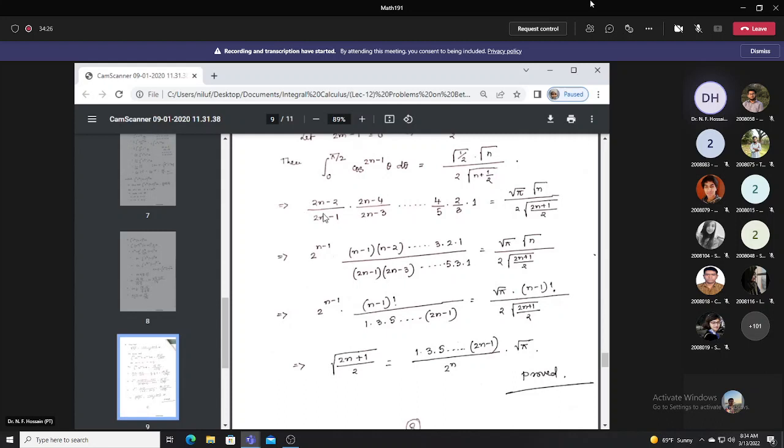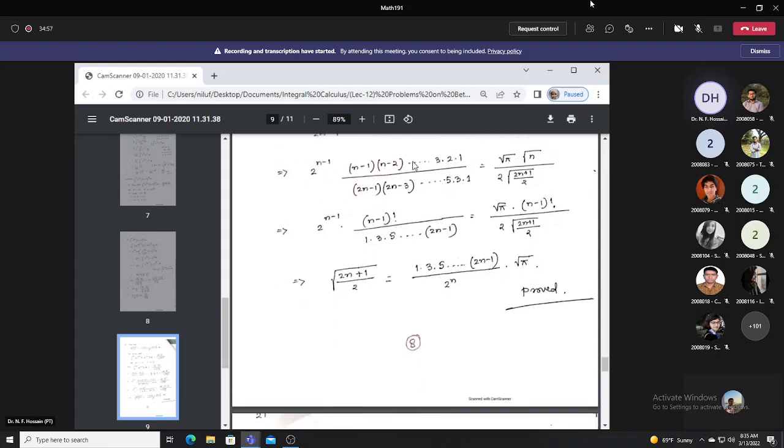You take 2 common from each factor in the upper side. So here 2, another 2 here. Ultimately, there will be n minus 1 twos in the upper part, so it should be 2 to the power n minus 1. So here remains n minus 1, n minus 2, n minus 3, and so on down to 2 into 1, and in the lower side, 2n minus 1, 2n minus 3, etc., 5, 3, 1. Now, in the upper part, it is nothing but factorial n minus 1.